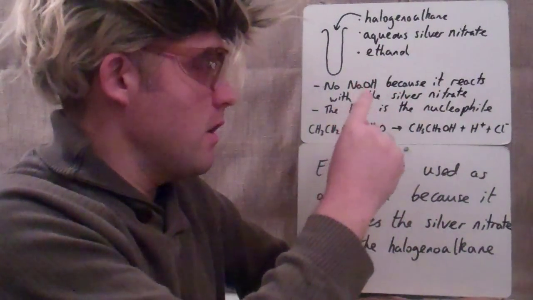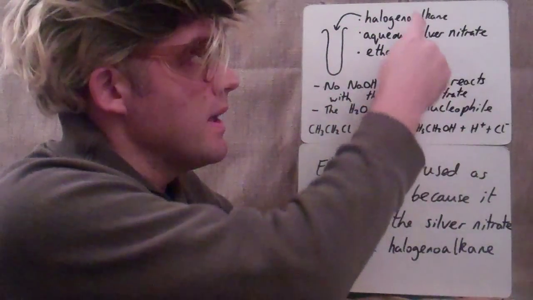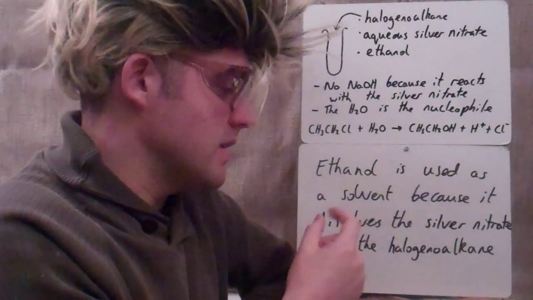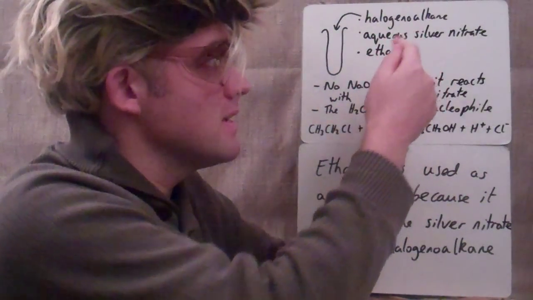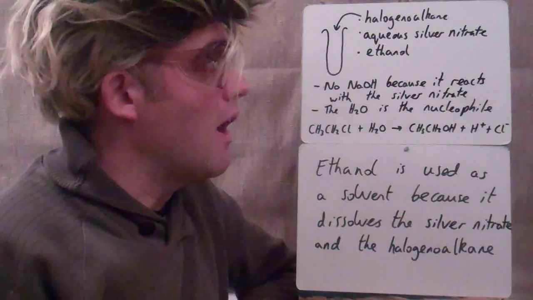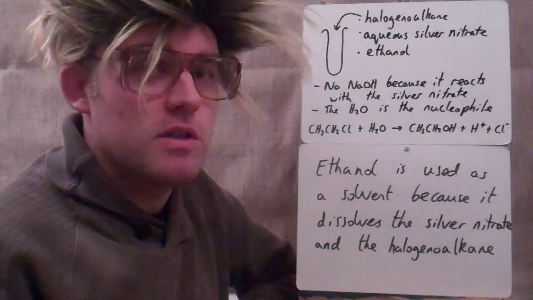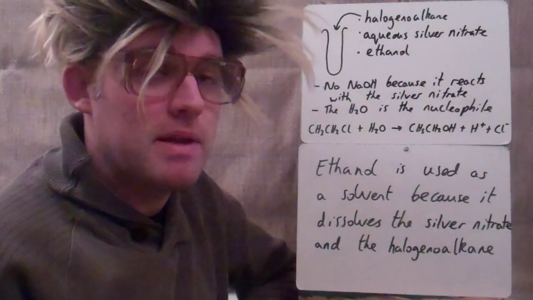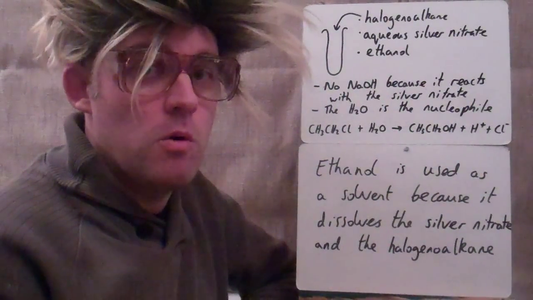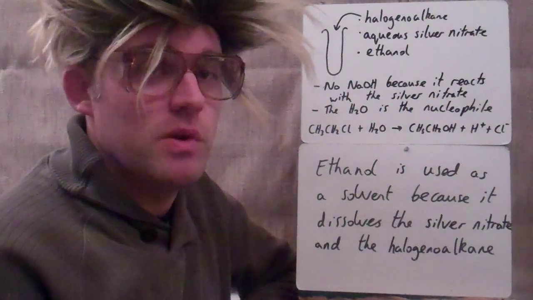We use ethanol here in this, nothing to do with this ethanol being produced, we use ethanol in this as a solvent, because it dissolves the silver nitrate and the halogenoalkane. So they've got to be able to mix together. Otherwise they won't mix. Okay, and you'll get two separate layers. So for them to be able to react, they've got to be able to mix together. So we need something they both dissolve in, and that's why we use ethanol. So we've got the ethanol to make sure everything dissolves and mixes together so it can react.